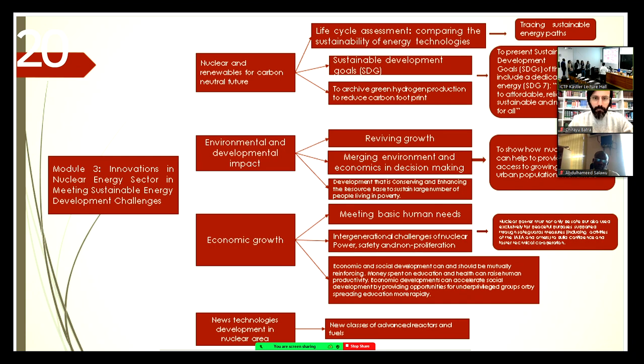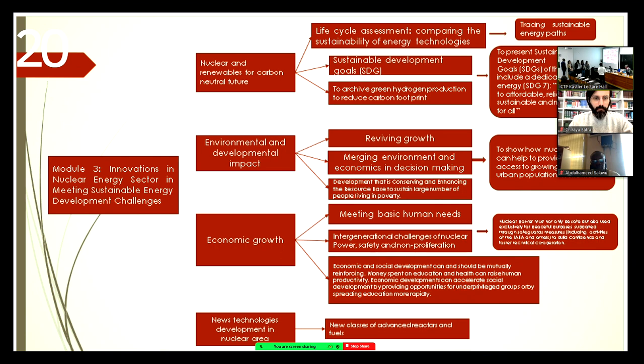And topic two is environmental and developmental impact. This is about reviving growth and emerging environmental and economic issues in decision making. So in summary, it is a development that is conserving and enhancing the resource base to sustain a large number of people living in poverty.